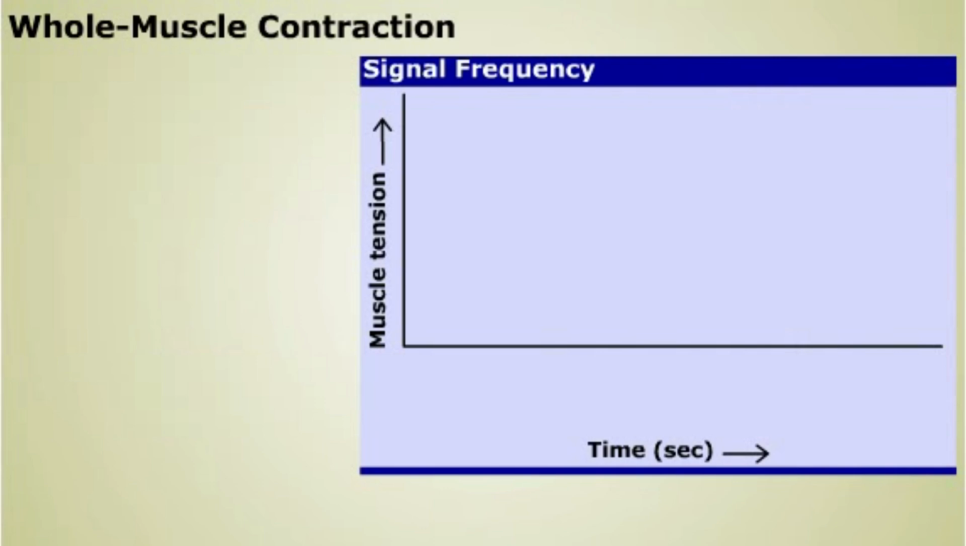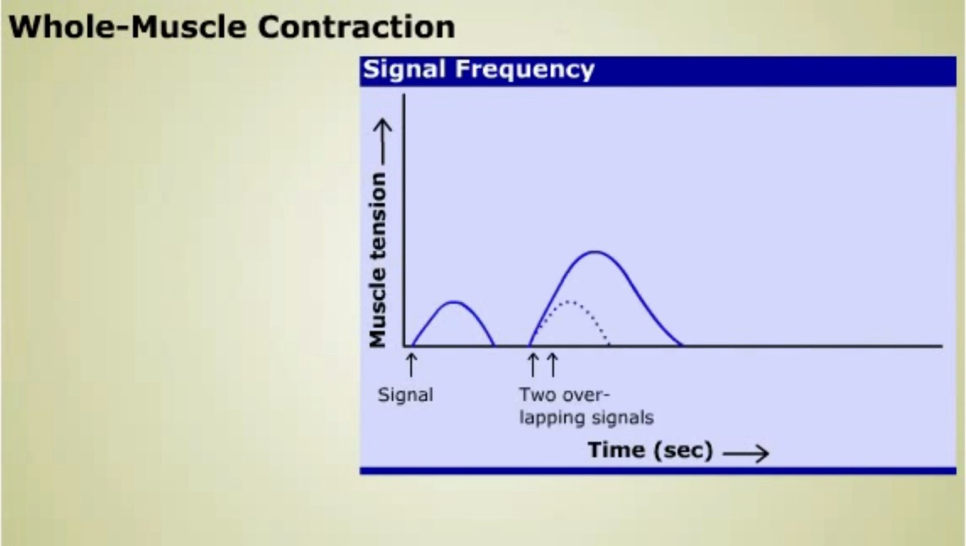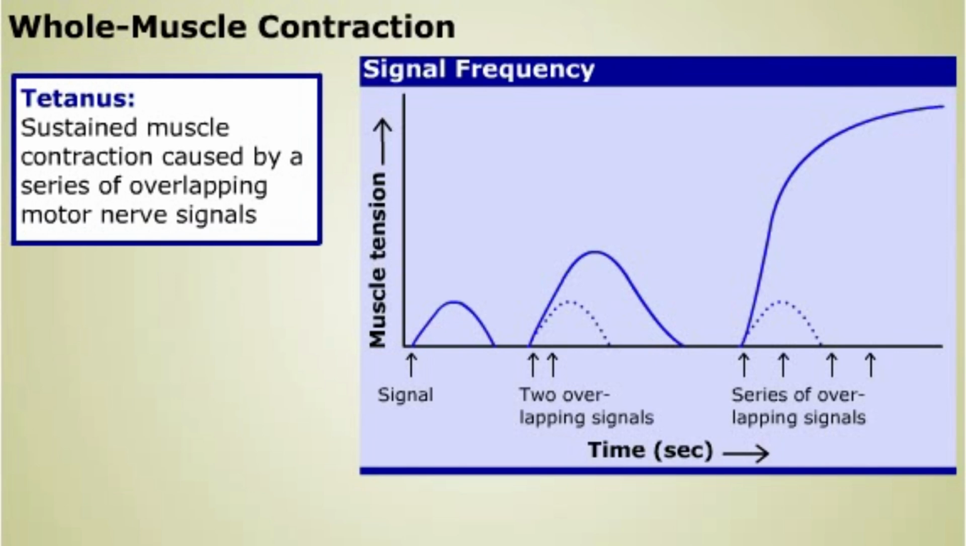The length and strength of whole muscle contractions are regulated. The frequency of signals from the motor neuron regulates both the length and strength of a whole muscle contraction. A single signal will cause muscle tension for only 100 milliseconds or less. If another signal arrives before the first response finishes, the signals are added together, and the tension is stronger and lasts longer. Motor nerve signals usually come in an overlapping series which all blur into one sustained contraction called tetanus.